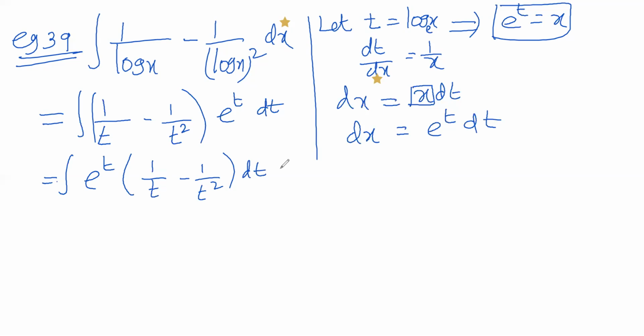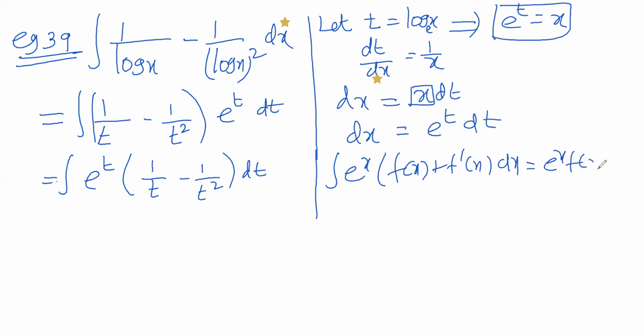Now it is of the form, yes, of the form integral e power x into f of x plus f dash of x dx is equal to, what's the formula? E power x f of x plus c. Here f of x is equal to 1 by t. And what is f dash of t? Differentiation of 1 by t is minus 1 by t square. So e power x into f of x plus f dash of t.